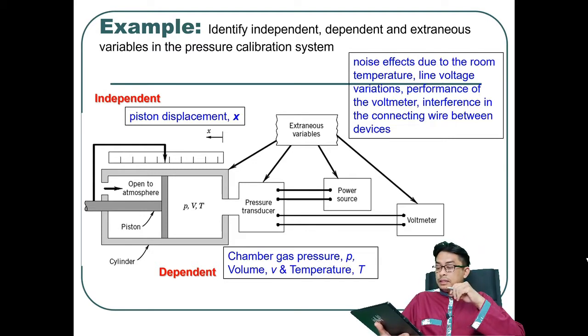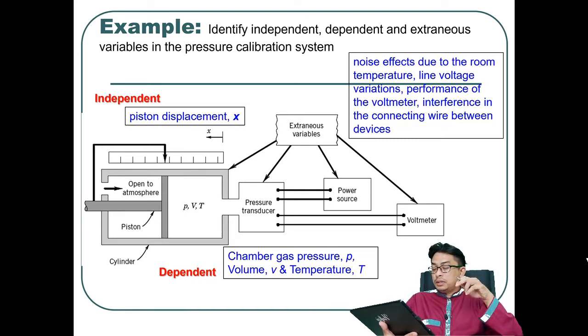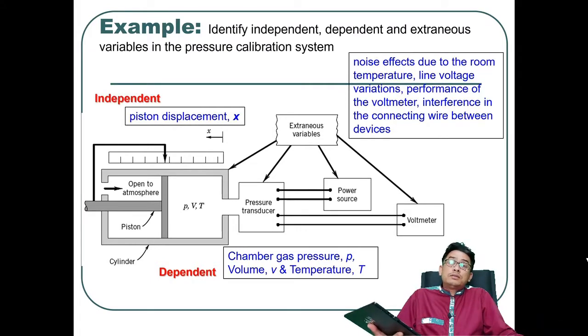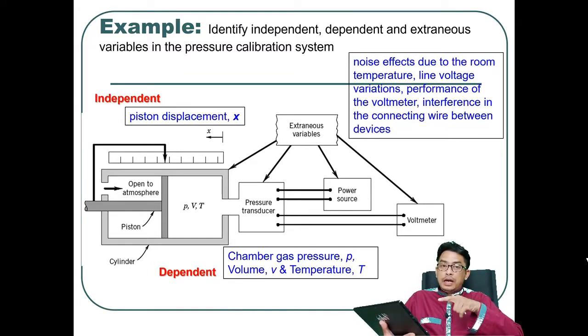And then there are extraneous variables, which can be the value of voltage in the voltmeter, the power source, the outside temperature, the deformation of the chamber, the cylinder. Actually, we don't know what these extraneous variables are, because we didn't plan for them. They may appear during the measurement. I have marked over there the noise effects due to the room temperature, line voltage variations, performance of the voltmeter, and interference in the connecting wire between devices. These are things that happen during the measurement. These can be the extraneous variables.